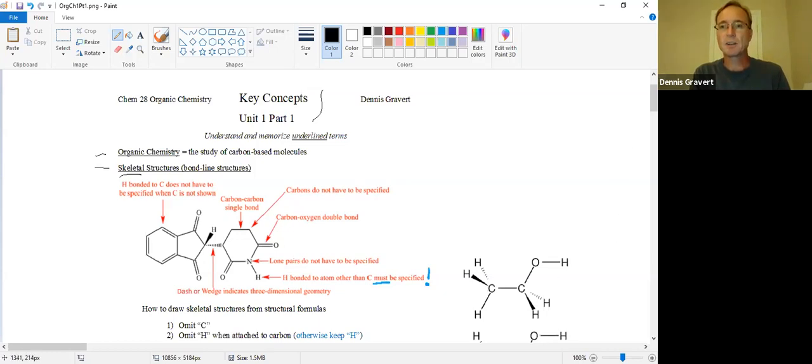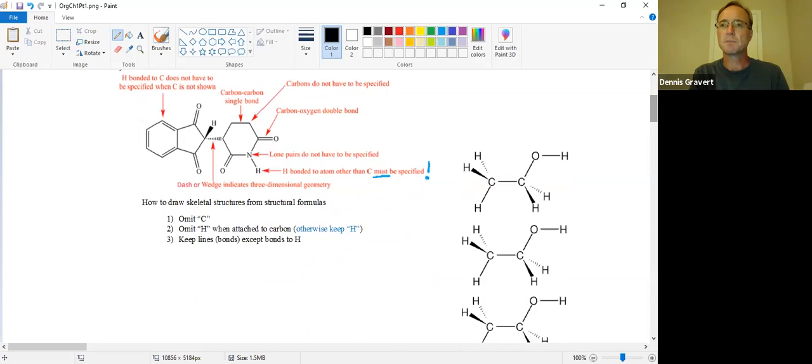Let's see how we can convert from something you might be more familiar with, these structural formulas where we show all the elements, C, O, and H, and all the bonds. Okay, so we're going to start with this molecule, which happens to be ethanol, the alcohol of beer and wine. And I got a little step-by-step procedure how to convert this drawing into a skeletal drawing. One, get rid of all the C's.